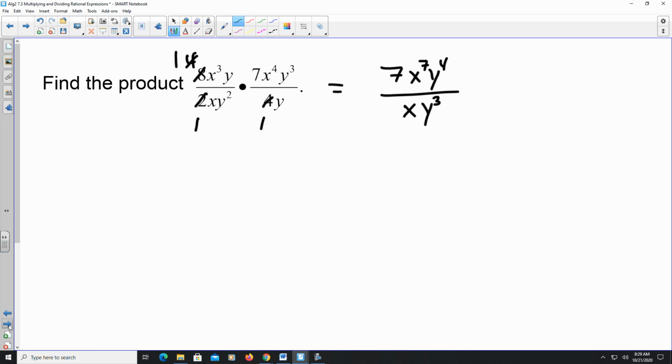So now that I've taken care of the numerical values, I'm going to take a look at the rest of the variables, now that there's less of them, there's less terms. And I have same base values of x and I have same base values of y, which I can divide. So now this is going to be equal to 7x to the sixth power, because 7 minus 1 is 6. And then it's going to be y to the first, because 4 minus 3 is 1. So my simplified expression of this product is 7x to the sixth y to the first.